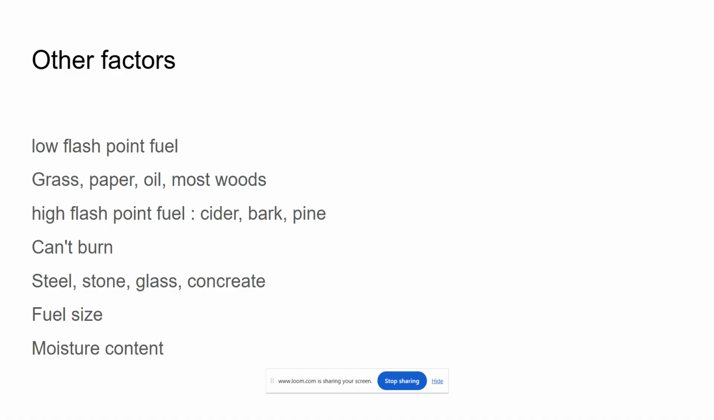And there's also other materials like steel, stone, and concrete, which can't burn at all. So they can kind of hinder a fire and stop it.